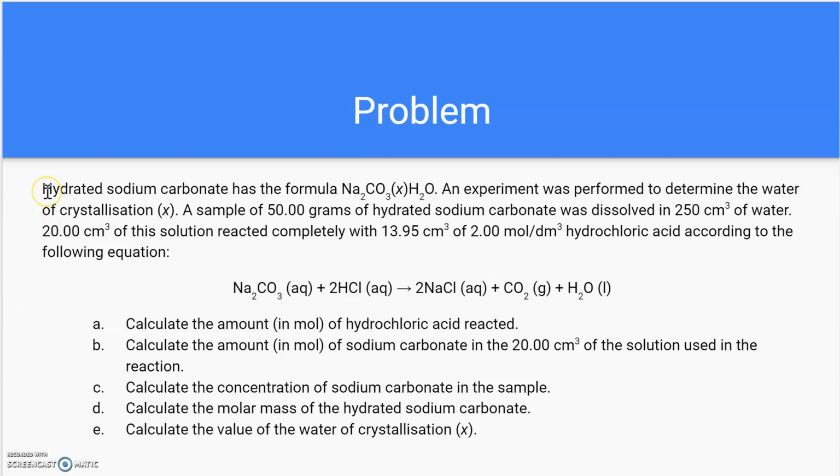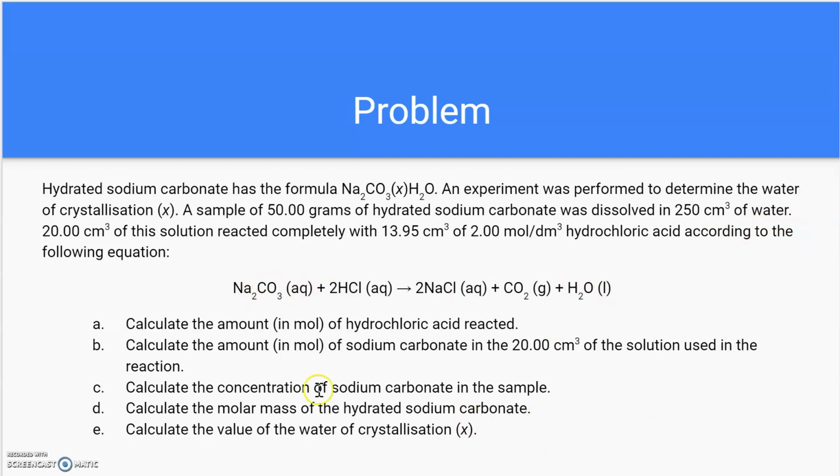The problem says the following. Hydrated sodium carbonate has the formula Na2CO3·xH2O. Now, an experiment was performed to determine the water of crystallization, which is that x. A sample of 50 grams of hydrated sodium carbonate was dissolved in 250 cm³ of water. Now, 20 cm³ of this standard solution was reacted completely with 13.95 cm³ of hydrochloric acid with a concentration of 2 mol/dm³, according to the equation that is given.